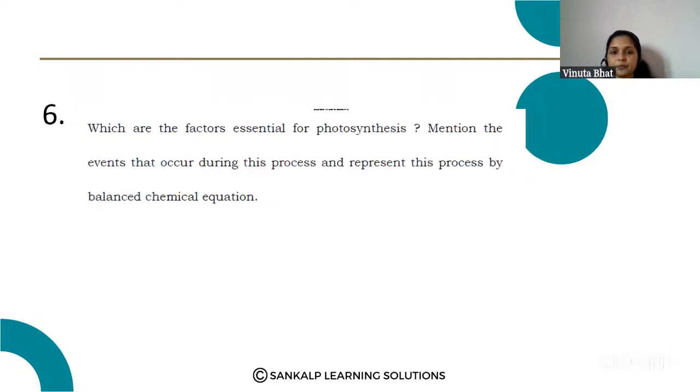Next question. Which are the factors essential for the photosynthesis? Mention the events that occur during the process and represent this process by a balanced chemical equation. Already we know the answer for this question. Which are the factors essential for the photosynthesis?